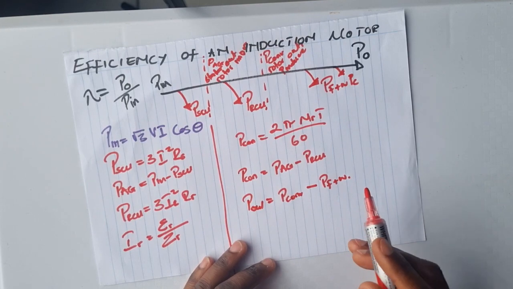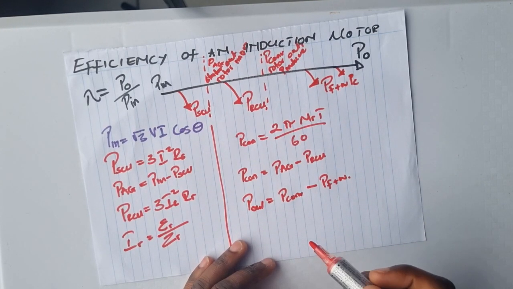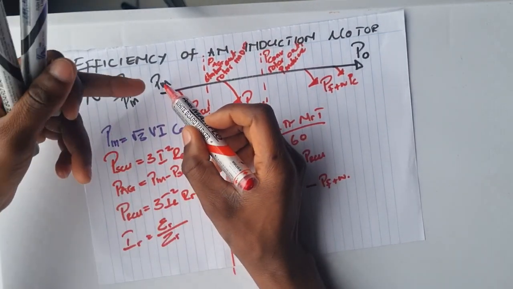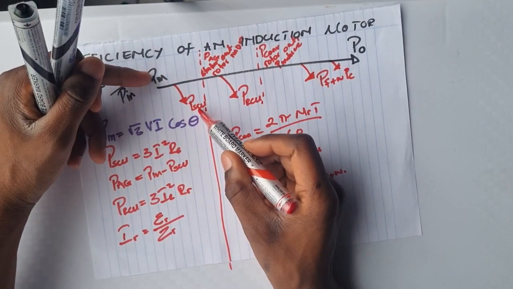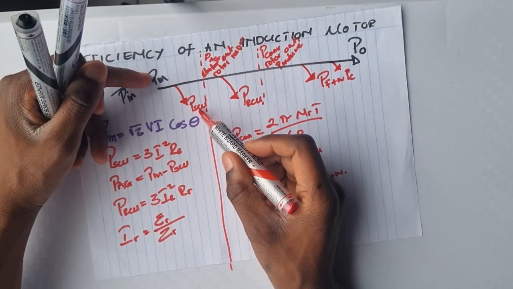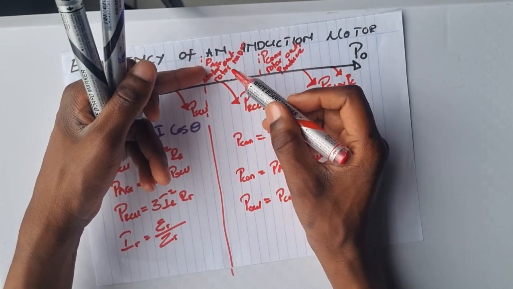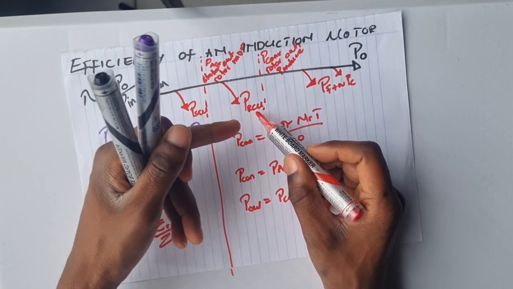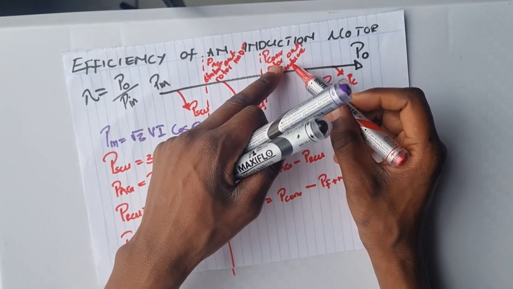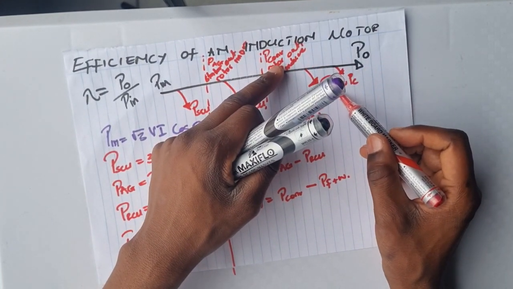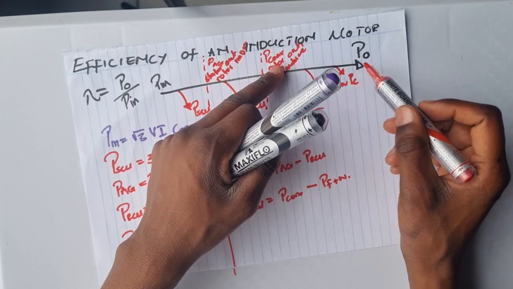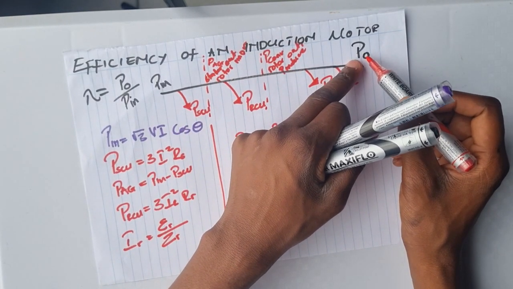Now to summarize: the input power minus the stator copper losses, we get PAG. PAG minus P rotor copper losses, we get P conv. P conv minus P friction and windage, we get output power.